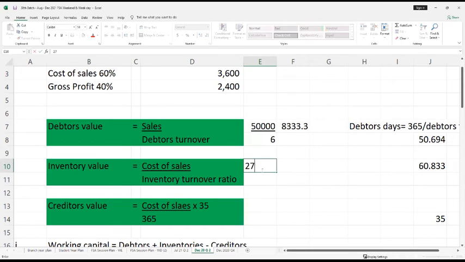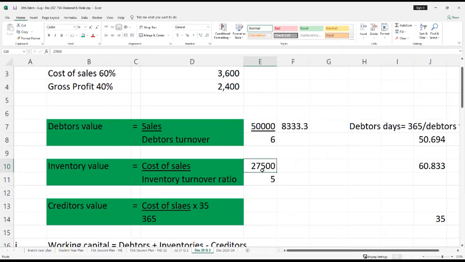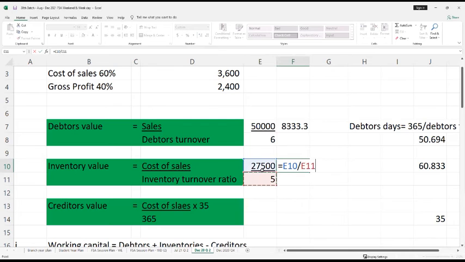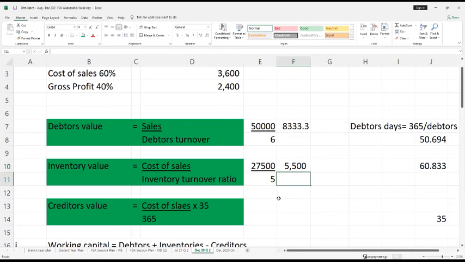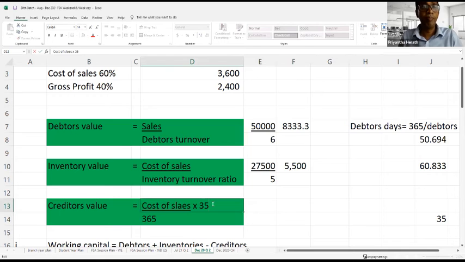27,500. And turnover ratio of inventory? 5. And the answer is 5,500. You need to use the same formula. You can't use this formula here for this question.